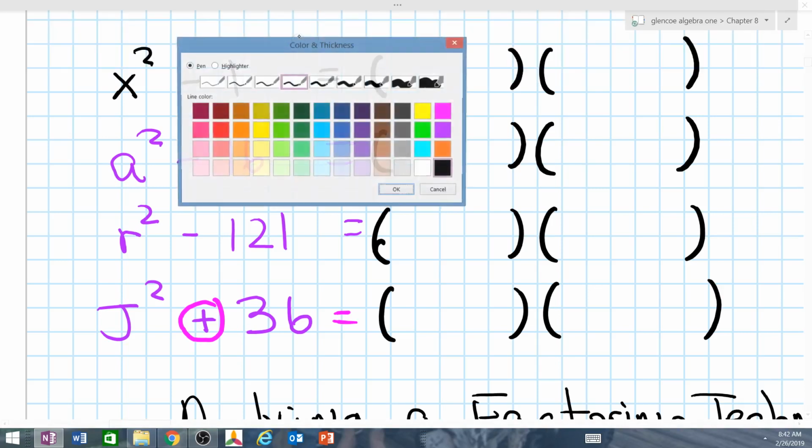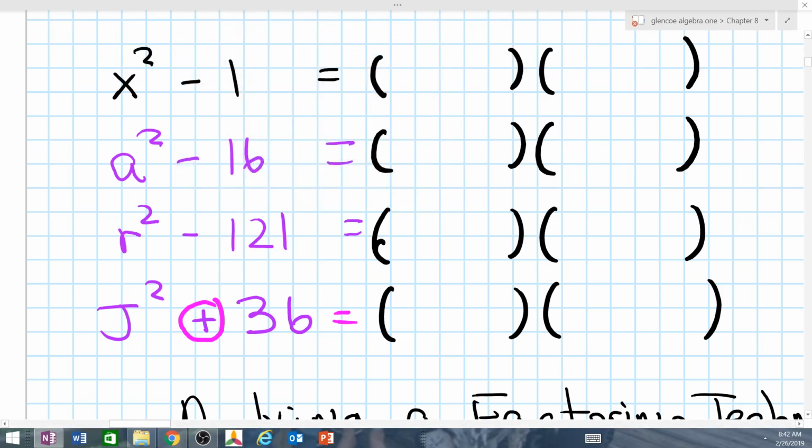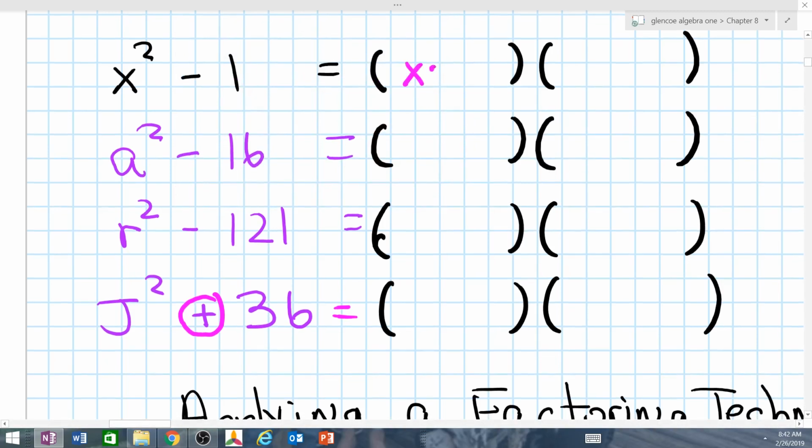So let's look at our first one here. Our first one, x squared minus 1. Who can tell me what it breaks down to? Right here, Justin. X plus 1 times x minus 1. Good job. How about a squared minus 16? What would that be? Thank you, in the back. A plus 4 times a minus 4. Great job.